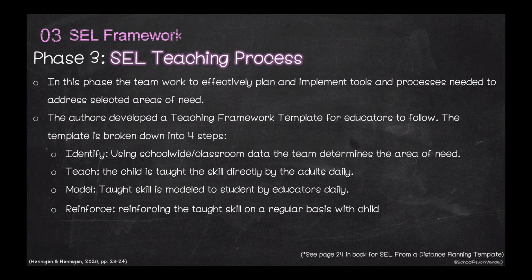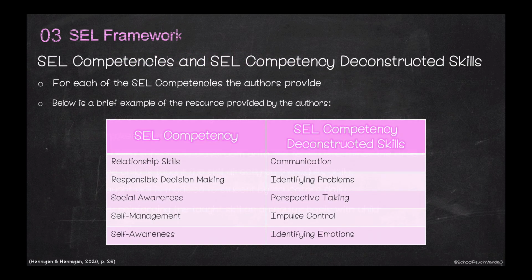And this needs to occur by all adults, and it needs to be on a daily basis because, again, consistency is key. And I think we can all probably agree that consistency sometimes is the breakdown of why interventions are not working. Then you move into the modeling stage, which is all adults or educators working with a student making a point to model that skill to the student, and then reinforce. So reinforcing the skills that are being taught.